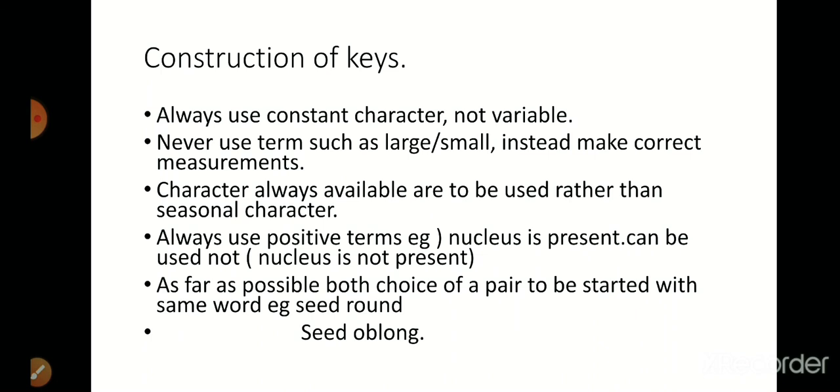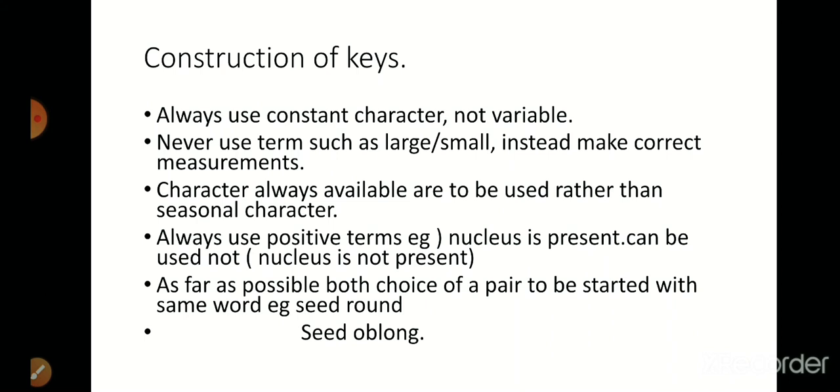For example, we start from the basic character, that is, it is unicellular or multicellular. Then the next one is nucleus is present or nucleus is absent. So these are the characters. This constant character we have to use for the identification of organism, not the variable. For example, for incomplete variable, the first statement you use as presence of nucleus or absence of nucleus.